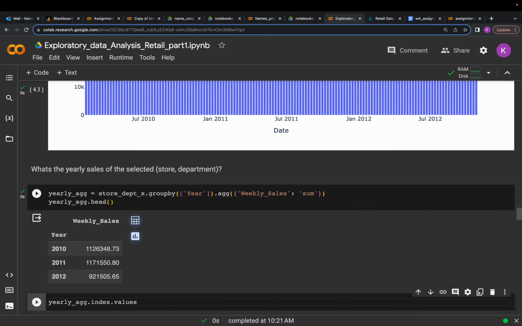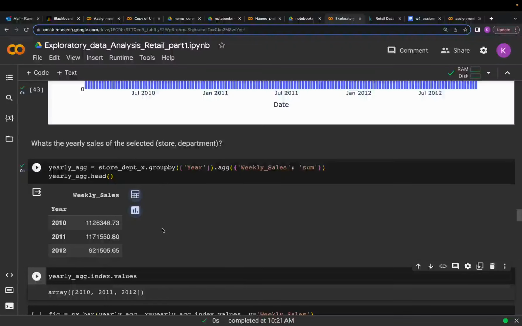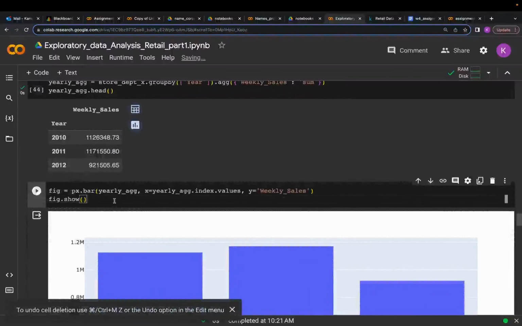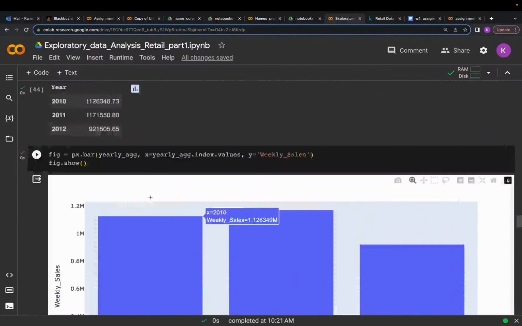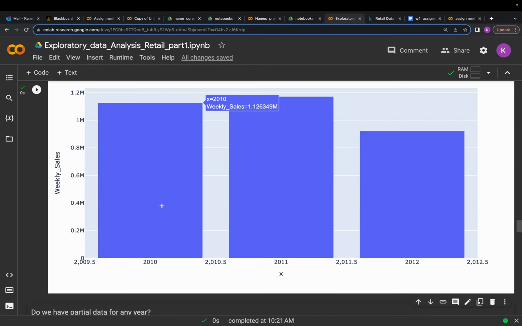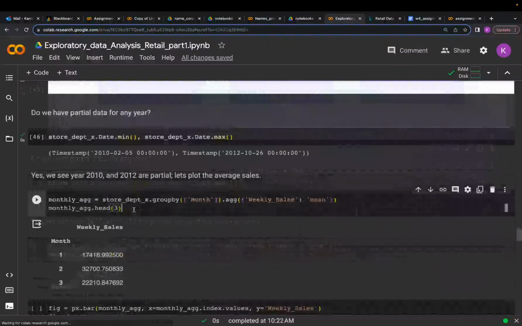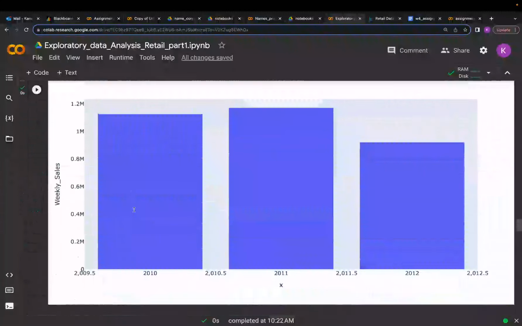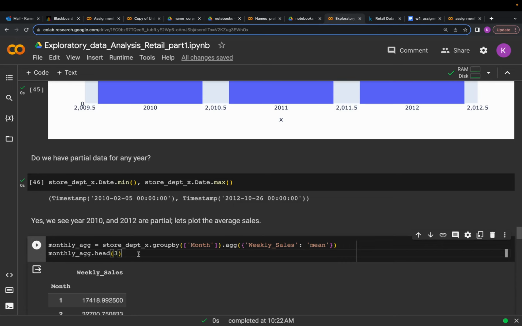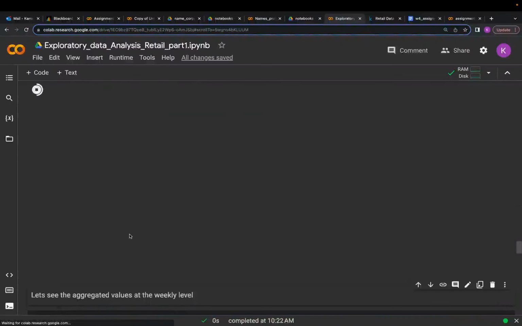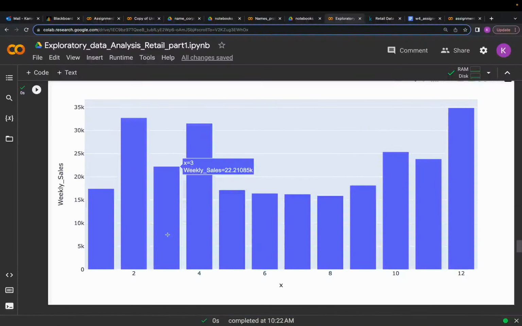Now we are doing the aggregation for that particular store, particular department on year level, and the values are here. And here we are actually drawing the bar chart after the aggregation, the sales per year for that particular store and particular department. And these were the yearly aggregated values. Now we do the same at the month level. Okay. And we plot the same, the monthly average values for a particular store and a particular department.